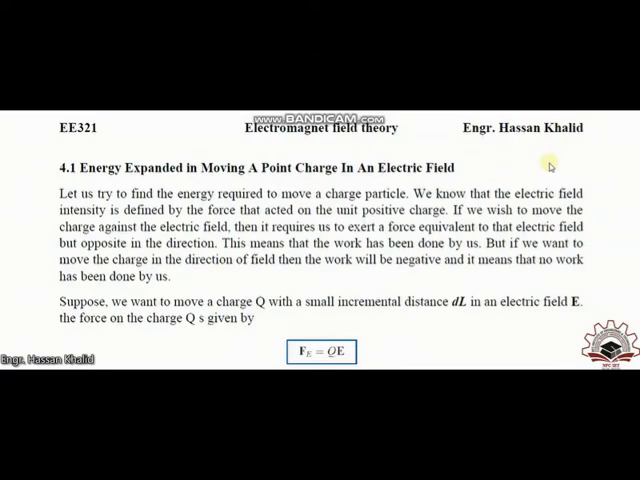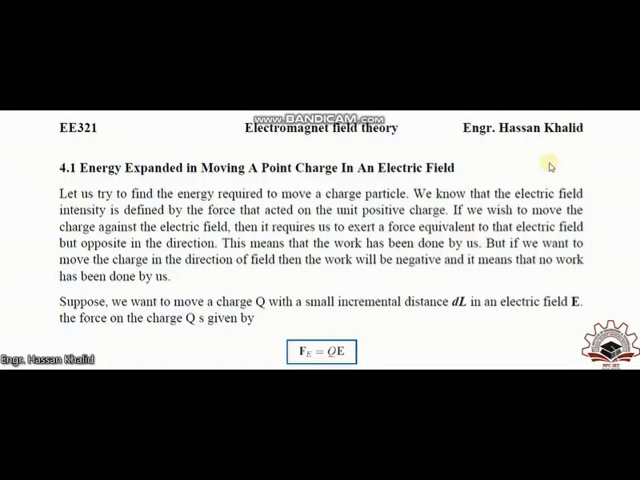Hello everyone, welcome to another lecture of electromagnetic field theory, and we are going to study chapter 4 from Electromagnetic Field Theory by Hayt. This is chapter 4, energy and potential. So let's begin today's discussion.